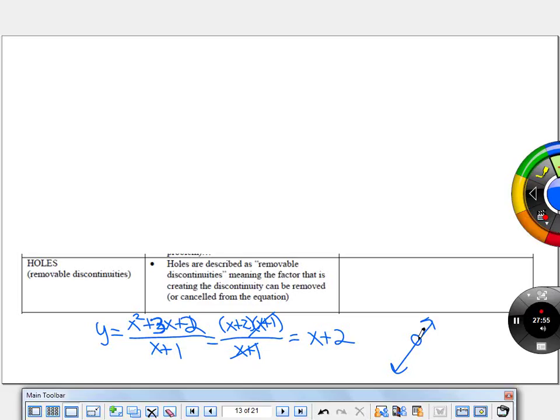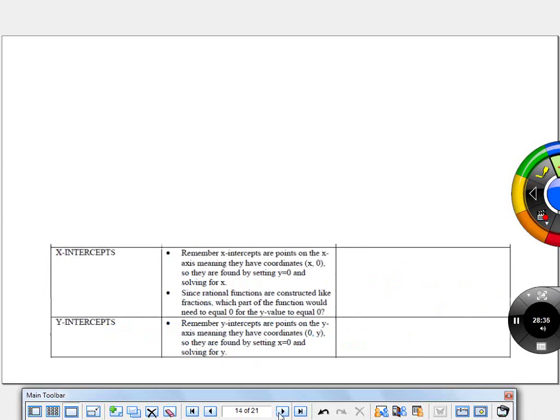So why do they call them removable discontinuities? This would have been a vertical asymptote if it didn't cancel out, right? Because the denominator would have been equal to 0 at x equals -1. It would have been undefined. But when it cancels out, it now has been removed, okay? So it becomes a hole instead of a vertical asymptote, okay? So in order to find these, you're going to factor and look for factors that cancel. Okay? And this is just an overview. You're going to see some hardcore examples step by step in the videos.